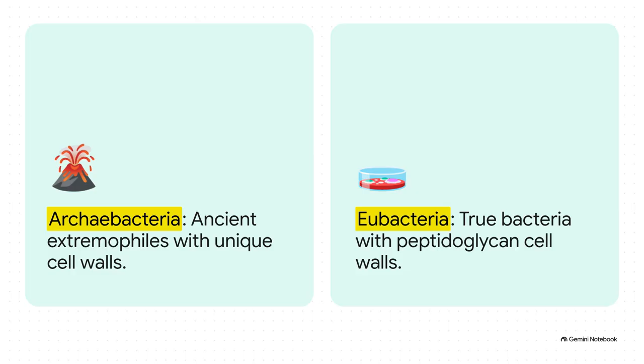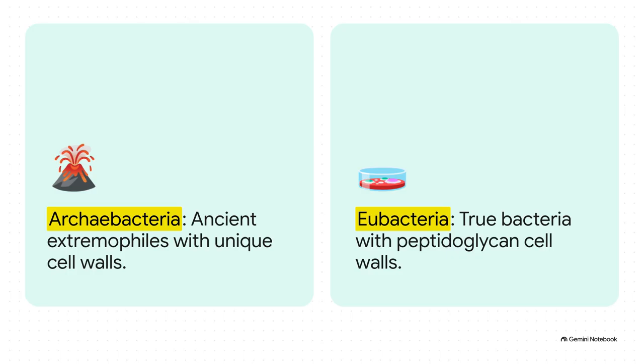The extremes of this kingdom are wild. On one side, we have archaeobacteria. These are the ancient, incredibly tough survivors. Their unique cell wall composition lets them thrive in absolutely extreme conditions. We're talking thermoacidophiles living in boiling hot springs, halophiles surviving in totally extreme salt flats, and methanogens living in the oxygen-deprived guts of cows, literally producing methane gas.